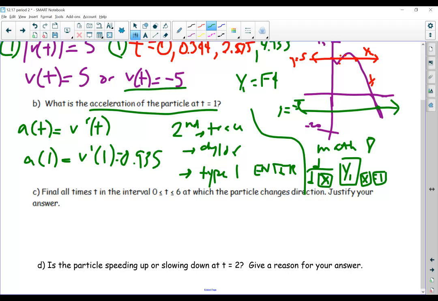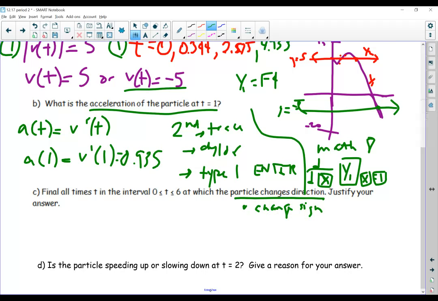Okay, let's go on to part B. Find all the times t in which the particle changes direction. So if I want the particle to change direction, I have to think velocity changes sign. So v changes sign.